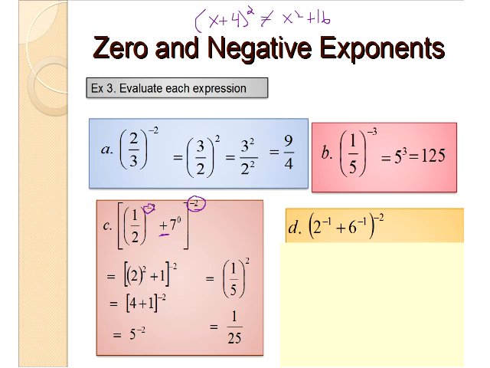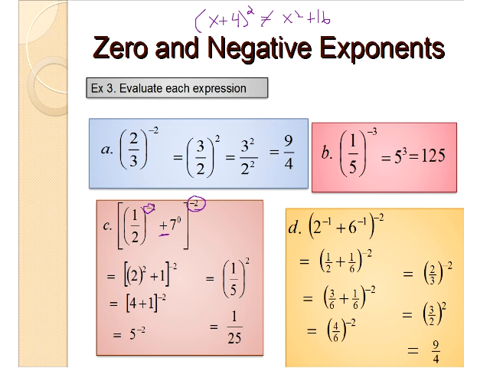And I have a similar scenario here, 2 to the negative 1 plus 6 to the negative 1, then all to the negative 2. I'm not going to worry about that negative 2 exponent until I evaluate what's inside the brackets. And 2 to the negative 1 is 1/2, and 6 to the negative 1 is 1/6. And so I simplify those by getting common denominators here. I see that I can write 1/2 as 3 over 6, and 3 over 6 plus 1 over 6 is 4 over 6, which reduces to 2/3.